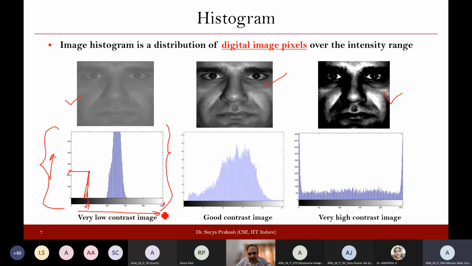Now you can see the characteristics of the histograms. In the dull image, you see that all the pixels have intensity between 100 and 150, right? You don't have any other intensities.